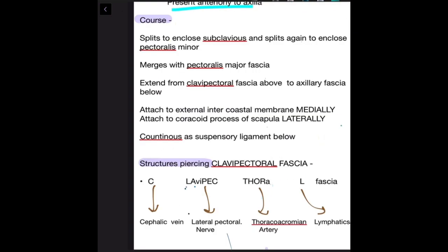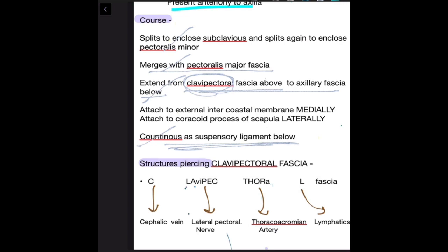So it splits to enclose the subclavius and splits again to enclose the pectoralis minor. We have learned this. And it merges with the pectoralis major fascia. Yeah, we have also seen this. So it extends from the clavicular fascia above to the axillary fascia below. We have also seen this. And it is continuous as a suspensory ligament below.